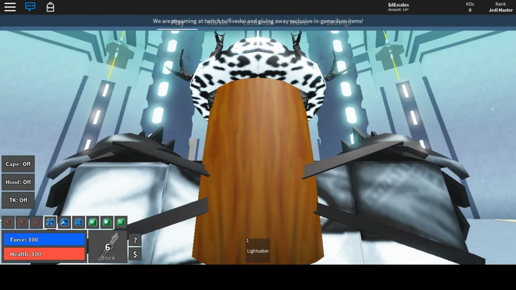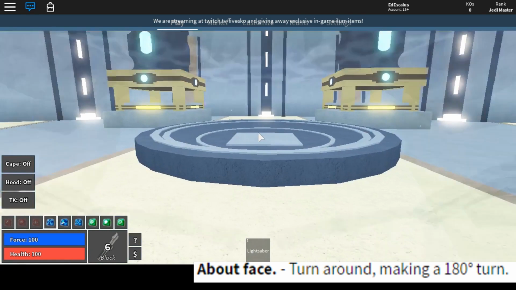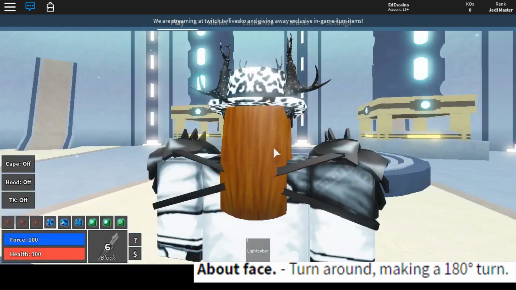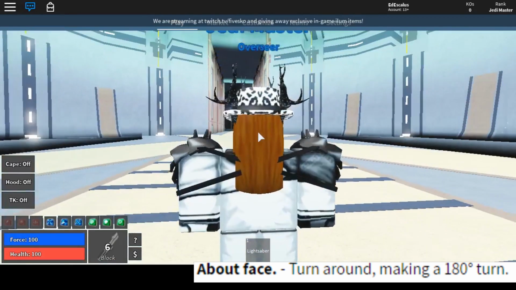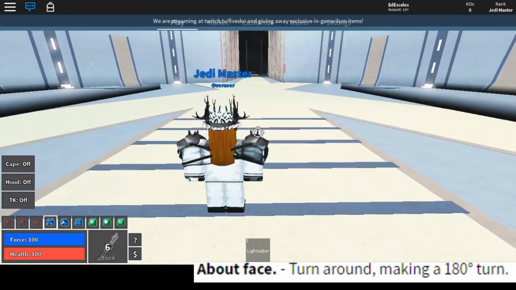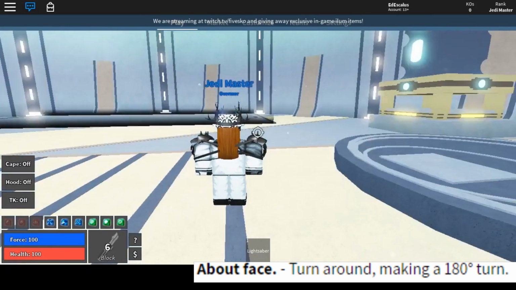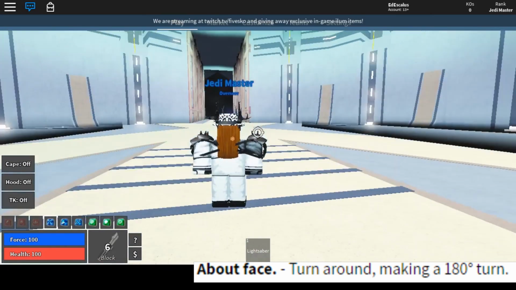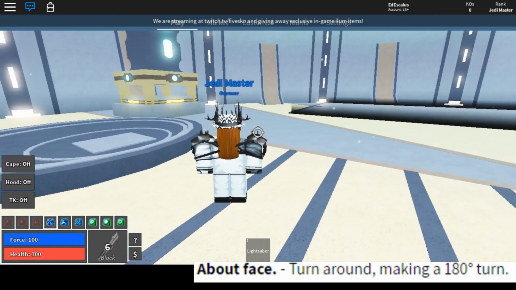Okay, the next is the about face. For the about face, you just turn 180 degrees to your behind. Literally turn behind. Whichever way you're facing, even if I'm facing here, about face, turn behind. About face, turn behind. Even if I'm in left incline, about face, turn behind.